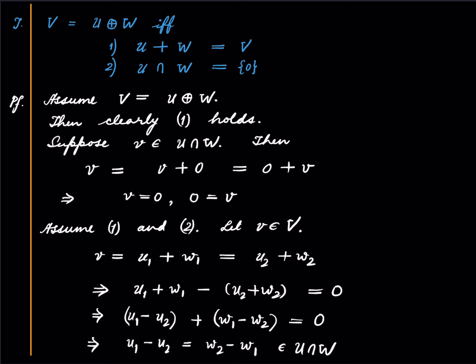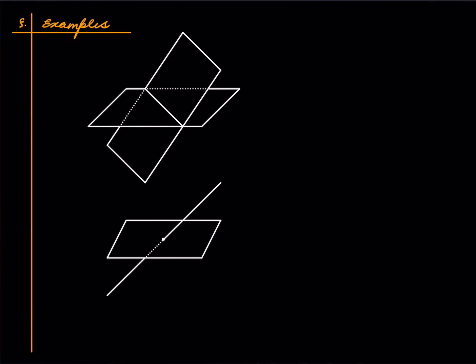Okay, and as an open-ended exercise, find such a criterion for multiple subspaces. Suppose we have V equals U1 plus up to UM. So this happens if and only if some such conditions hold. So this is an open-ended exercise. I'll leave you to figure this out. Okay. So let's see some examples.